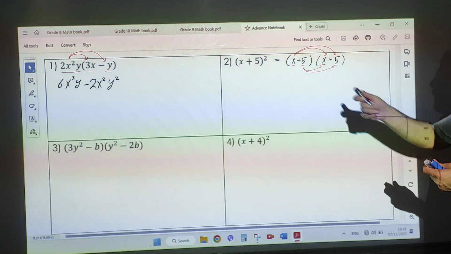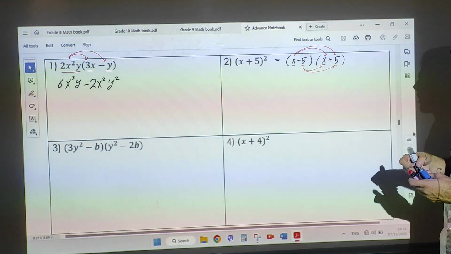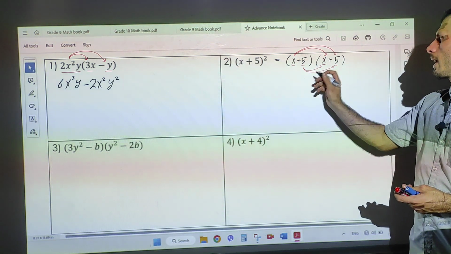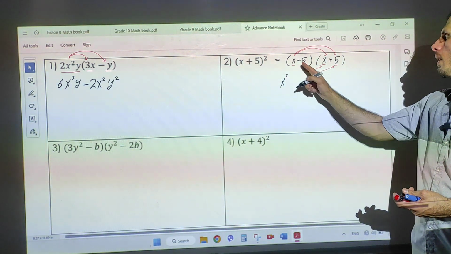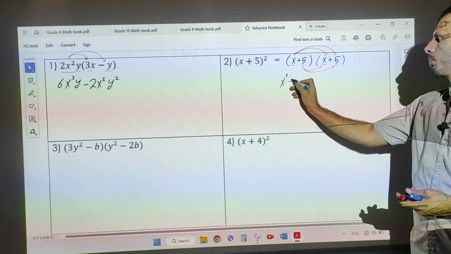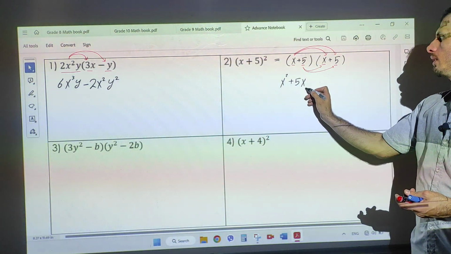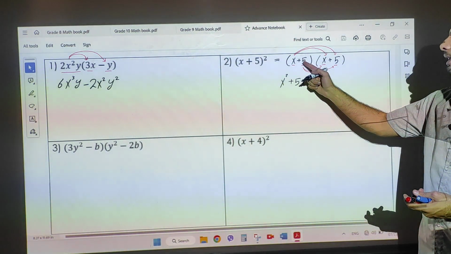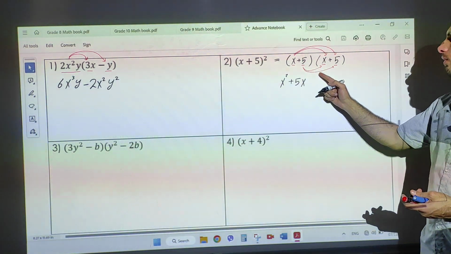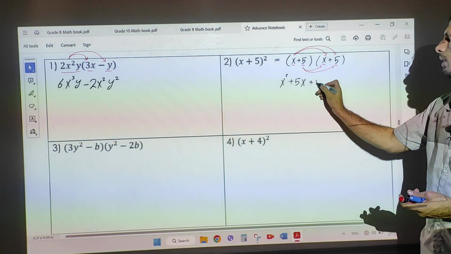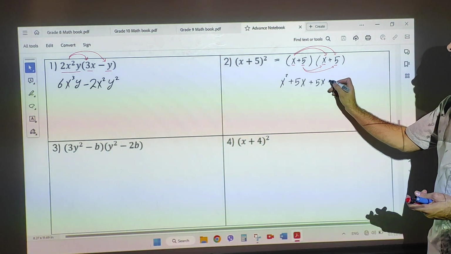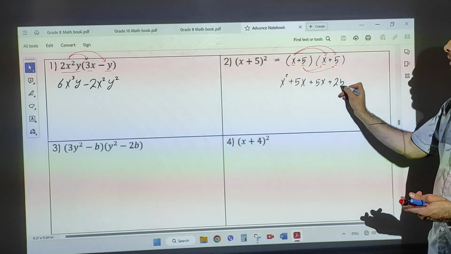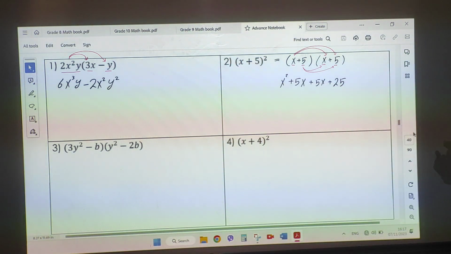Now for the first one, from the app that we showed, x multiplied by x, it would be x power 1, x power 1, x power 2. X multiplied by positive 5 is plus 5x. Then we come to the second term that we have, plus 5 multiplied by x, it would be plus 5x. Positive 5 multiplied by positive 5 would be plus 25.